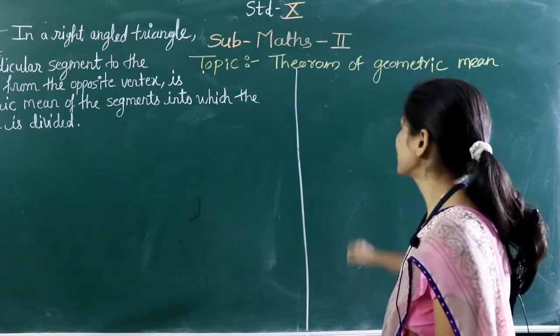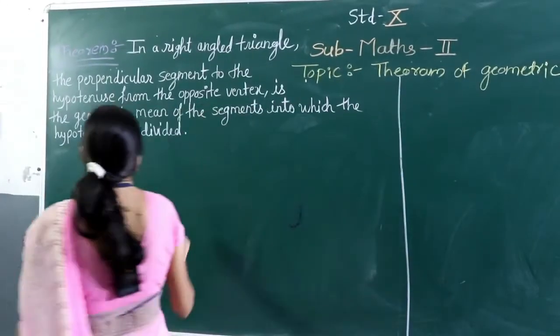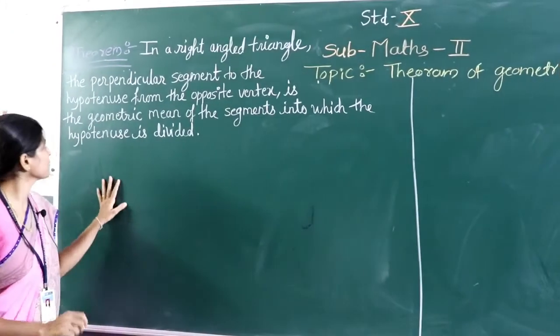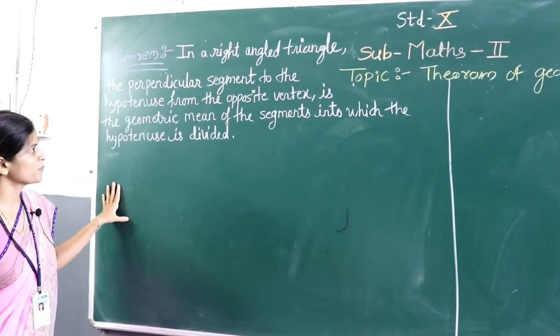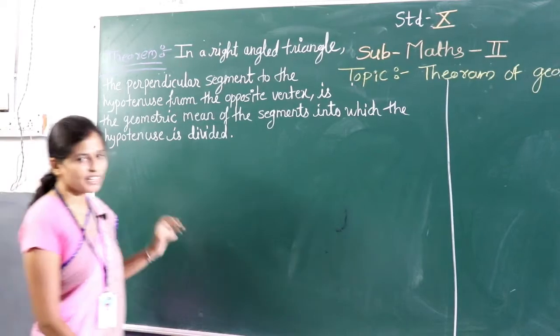Now we move toward our new topic, that is theorem of geometric mean. The statement of the theorem is, in a right angle triangle, the perpendicular segment to the hypotenuse from the opposite vertex is a geometric mean of the segments into which the hypotenuse is divided.